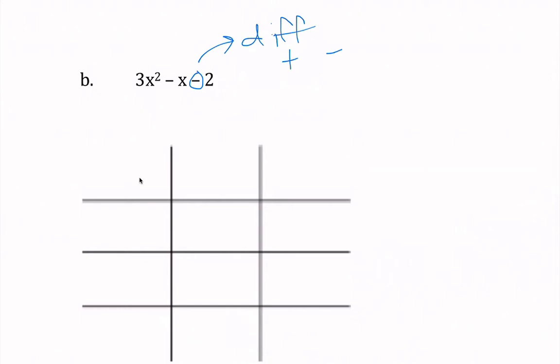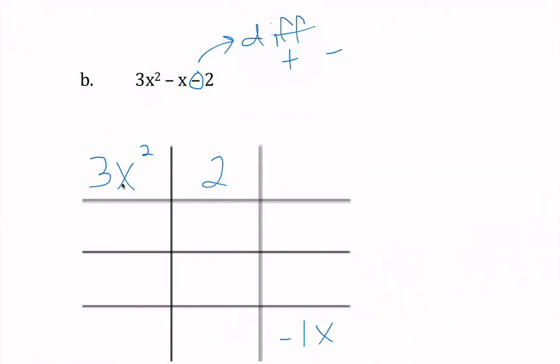All right, so we put our first term in the first box. We put our last term in the second box. And we put our middle term, including the sign, and I'm going to go ahead and put negative 1x, same thing as a negative 1. All right, now we have to put our factors down here.